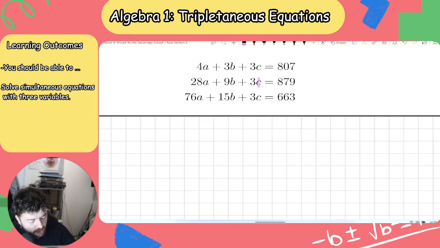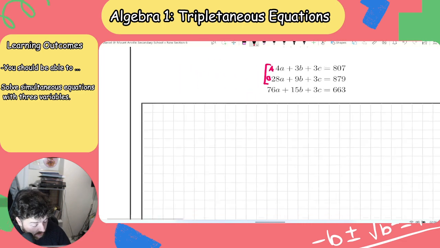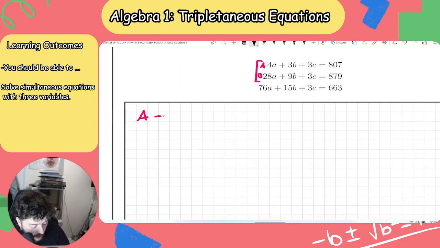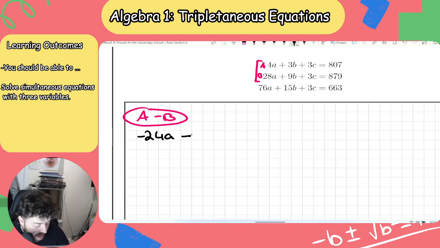So, my first pair of equations here. That's A, that's B. I just need to take these away. A minus B, so you take them away. 4A minus 28A is minus 24A. 3B minus 9B is minus 6B. 3C minus C is 0. And then 807 minus 879 is equal to minus 72.